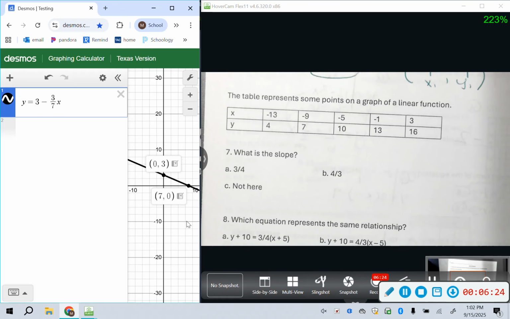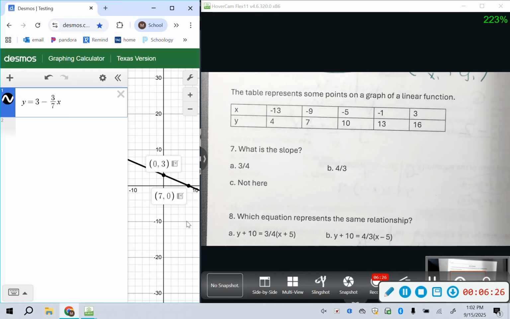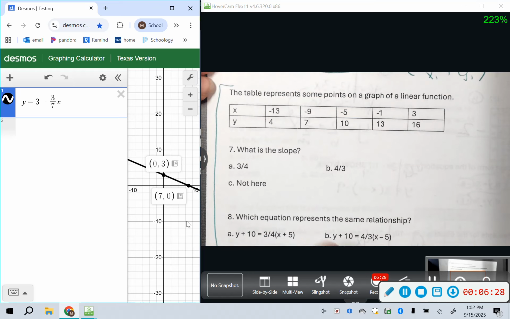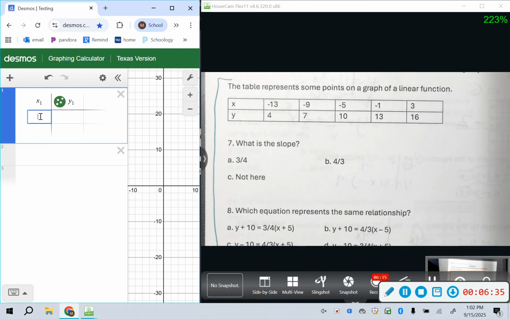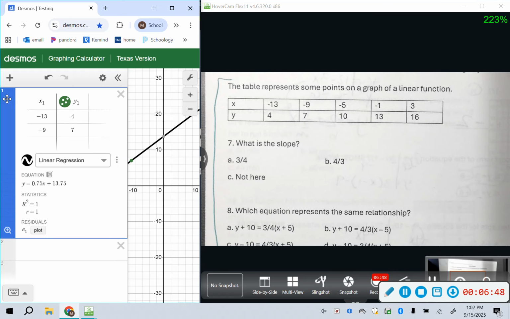Okay, let's look at number 7. Now 7 and 8 go together. So 7 and 8 go with this table. I'm going to go ahead and type some of the table points in. Plus sign, table. I have the point x is -13, y is 4. And I have the point -9, 7. Be careful. Make sure you keep x on the top, y on the bottom. And you only need 2 points so we can find slope.